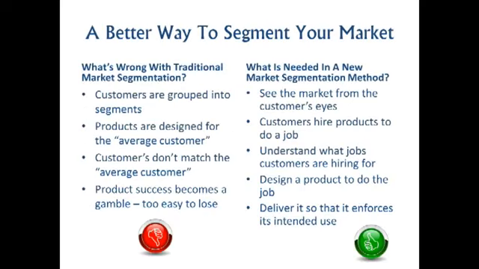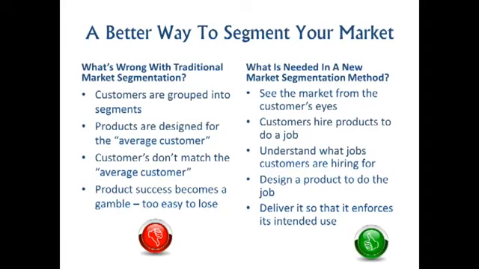Now, that's what we call traditional market segmentation. If your boss tells you to segment the market, that's probably what he or she is talking about. If you read a traditional textbook, that's what they're talking about. The issue, though, is there are some problems with that. So what's wrong with traditional market segmentation? The way it works is that you group your customers into segments, and once you've done that, then you design a product for the average customer in that segment.